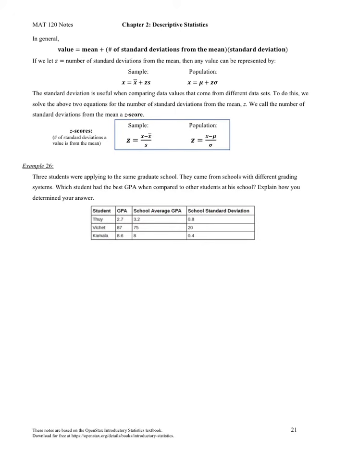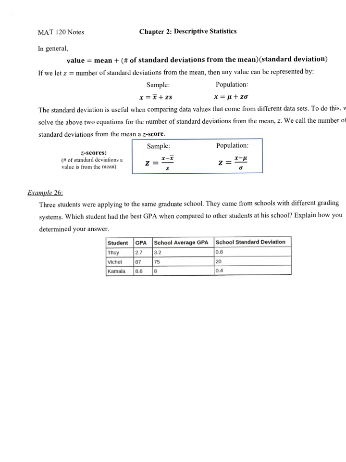This is the second video to section 2.7 discussing standard deviation and z-scores. In statistics, we let z equal the number of standard deviations from the mean that a certain data value is. We can use these two formulas here to solve for our sample z-score or our population z-score.